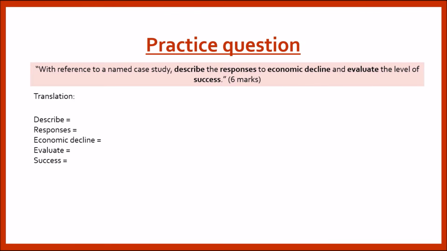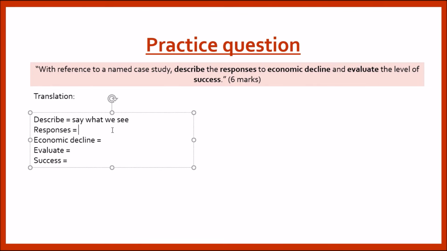Okay, so let's take what we've just learned and practice it on an exam question. This question is a 6-marker and it reads, with reference to a named case study, describe the responses to economic decline and evaluate the level of success. So let's translate some of the keywords first before we translate the full question. One of the keywords in the exam command is describe. And so we want to describe, we just want to say what we see. We want to just say what was going on in Salford Quays, give a few facts, give a few figures, give a bit of detail.